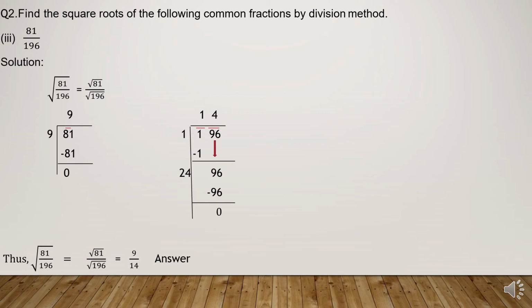Then with 2 we will guess number 4. So we multiply 24 with 4. When you multiply 24 with 4, you will get what? We will get 96. 96 minus 96 is 0 and the remainder is 0. In square root we always have remainder 0. So 14 is our answer. Again rewrite our question and put the values. Square root of 81 is 9. Square root of 196 is 14. 9 by 14 is our answer.